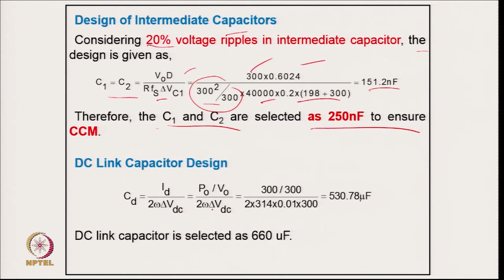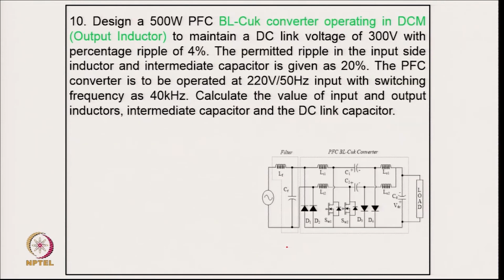Now, coming to the output capacitor, the DC link capacitor design, from CD equals ID upon 2 omega delta VDC, calculating this output current and putting the values here, it comes to 530.78 microfarad. So, the DC link capacitor is selected higher than this, as a standard value, typically 660 microfarad.